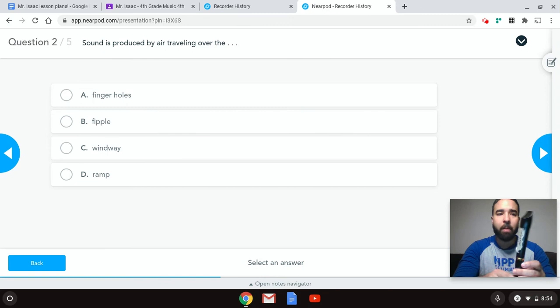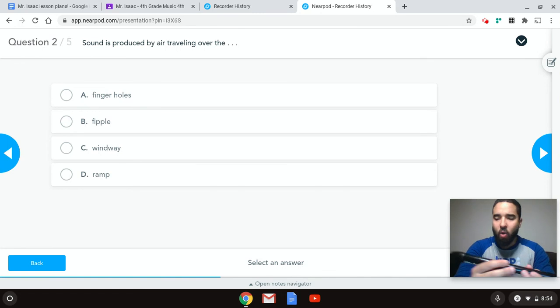Our Fipple is the actual mouthpiece of the instrument. So air is not traveling over the mouthpiece. Air is traveling into the mouthpiece. So I don't think it's Fipple. The windway is the actual hole that we put the air through, and then it goes all the way down. So I don't think air is traveling over that either.